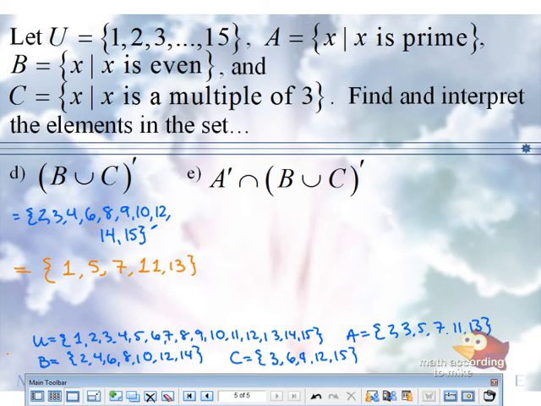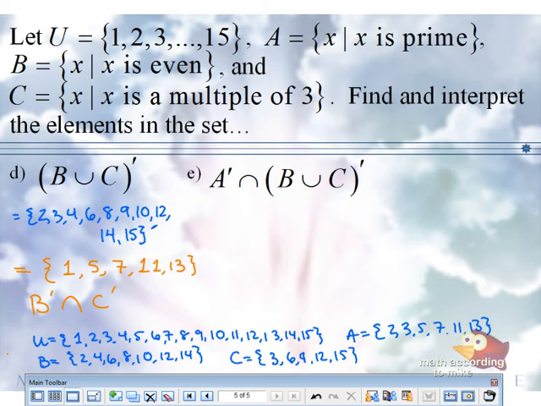As Stephen was getting at, this is actually an intersection. However, when you complement a union, I apologize. When you complement a union, it does become an intersection, but you also have to complement the individual pieces. This is the same thing as B prime intersect C prime, which we didn't do. However, let's explain this in English though.